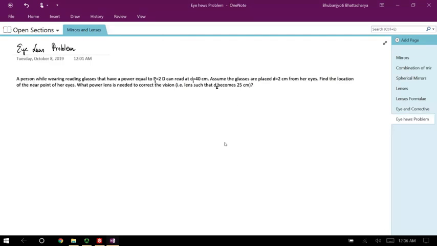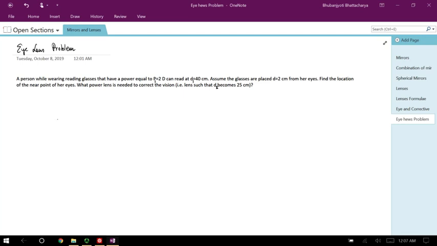Okay. So as an example for the eye lens problems, we'll work out the following problem. A person while wearing reading glasses that have a power equal to P1 equals 2 diopters can read at D1 equals 40 centimeters. Okay, so let's sort of draw the picture as to what's going on. So their glasses are placed 2 centimeters from their eyes, and they can read at 40 centimeters. Okay, and we are expected to find the location of the near point of their eyes.